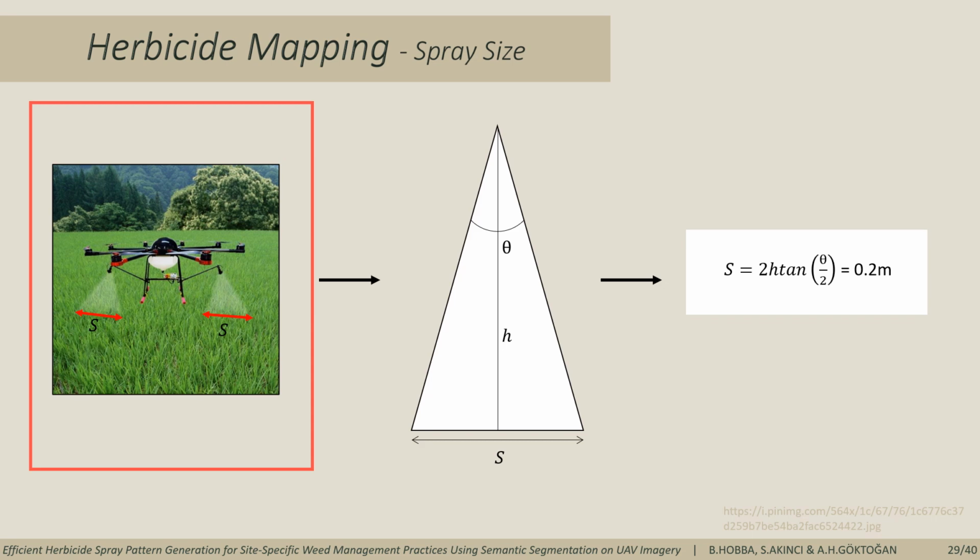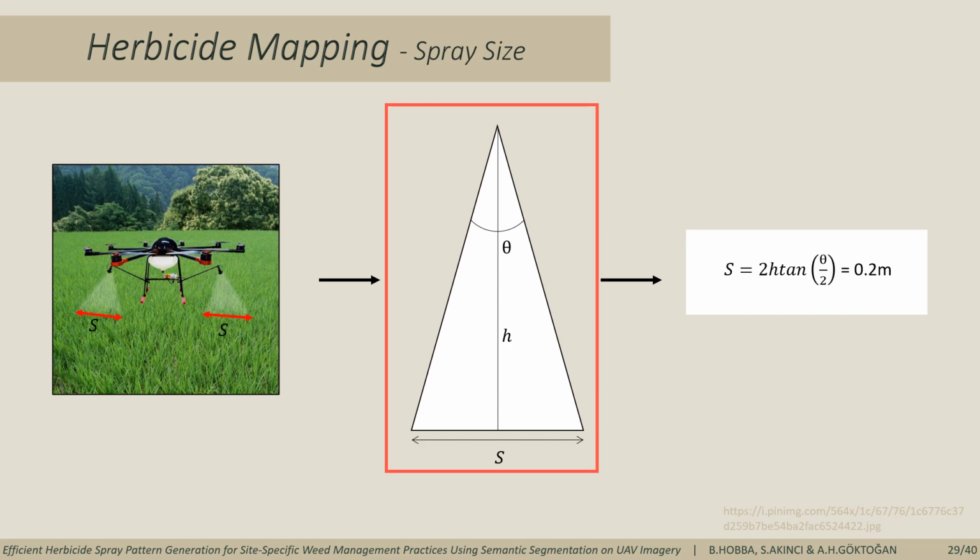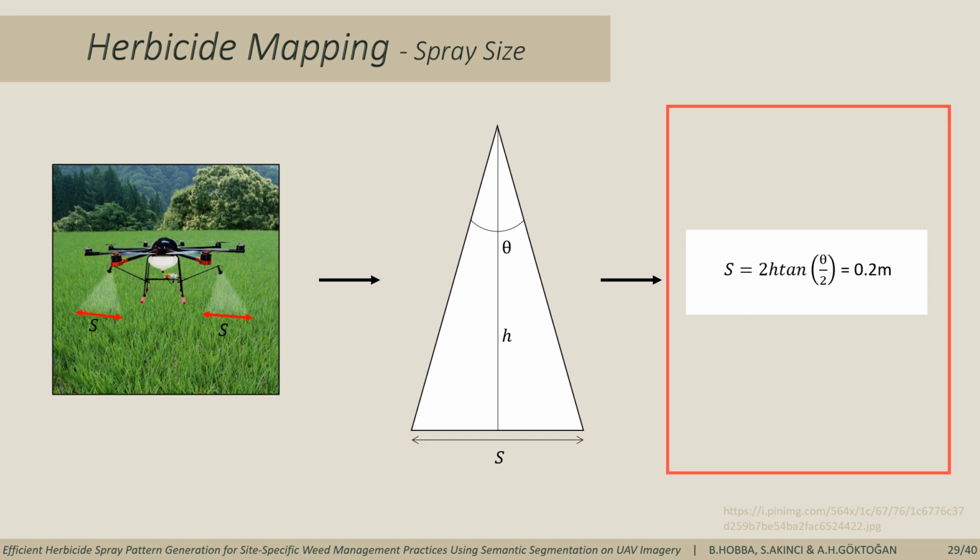This method creates a triangle, which can then be extrapolated to form a simple trigonometric equation. Based on nozzle size guides and the weed sizes being explored, spray size was initially set to be 0.2 meters.